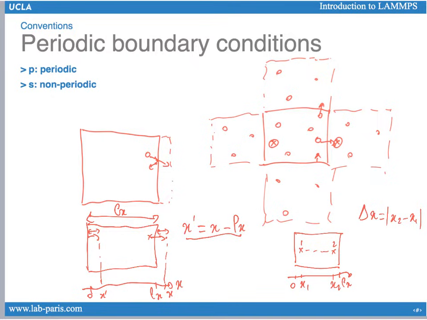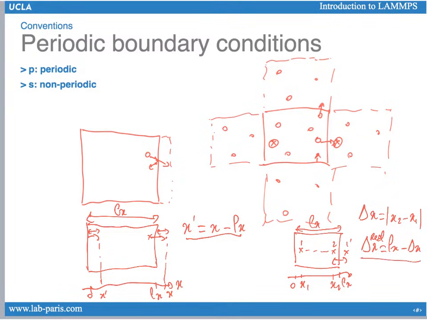But because of the periodic boundary condition, atom 1 is also located here. There is a replica here of atom 1 due to the periodic boundary condition. So the real distance between atom 1 and atom 2 should be this distance here. It can be calculated as, again, the size of the box, so Lx, minus the distance that they would have if there was no periodic boundary condition.